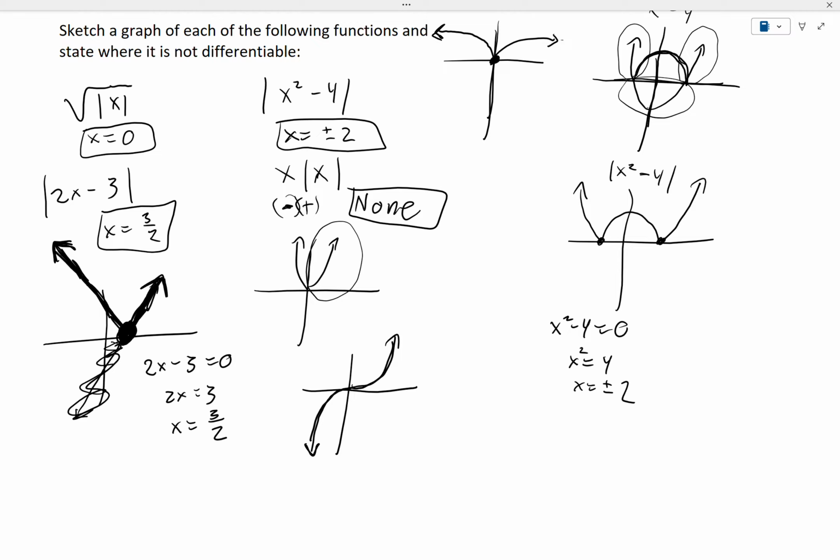So that's how you can look at functions that are graphed and just figure out where they're not differentiable without doing too many limits and complicated math like that. We're just looking at graphs and looking for points where it's sharp, and that's going to be a point where it's not differentiable.